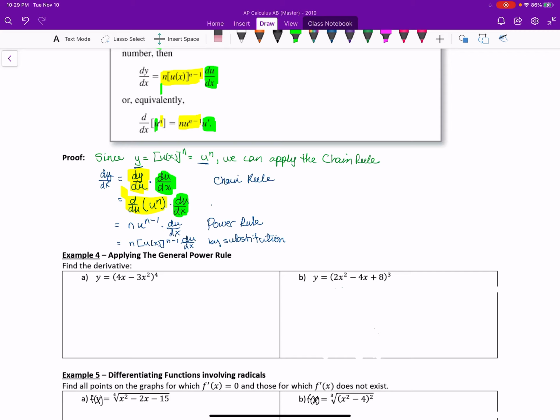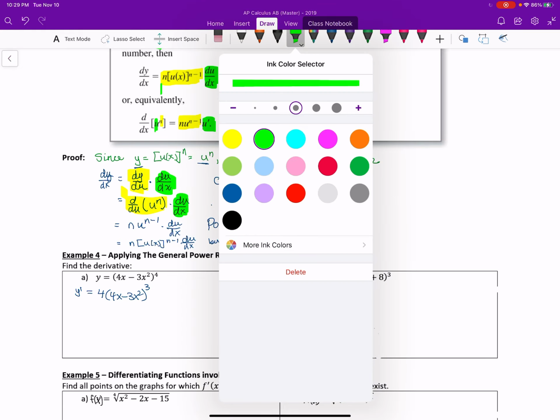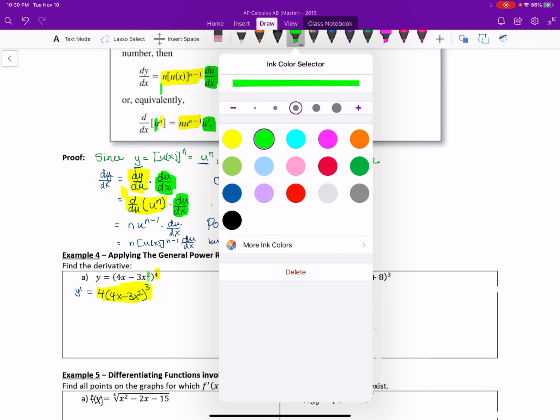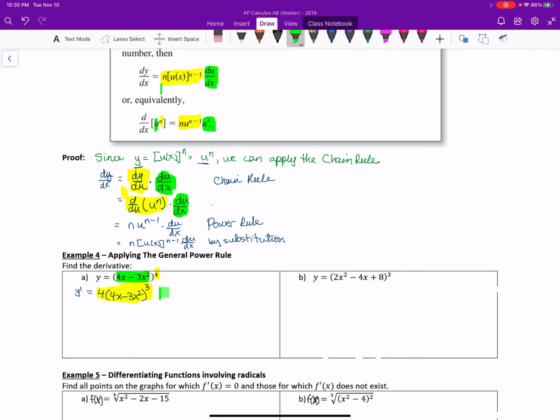So let's try that for this one here. We have y prime is equal to, use the power, which is 4, and then 4x minus 3x squared to the third. That's the power rule. So that is in yellow here, that part there. That's the outer function. And then the inner function will be this part here. That's going to come next here. I might as well just highlight it. So that is going to be 4 minus 6x, like that.